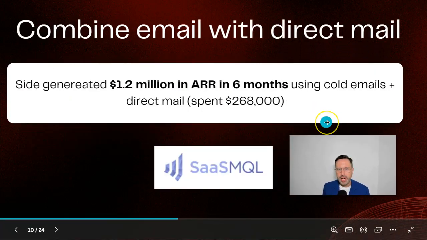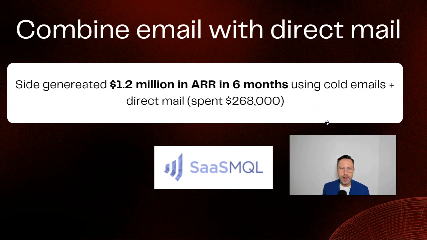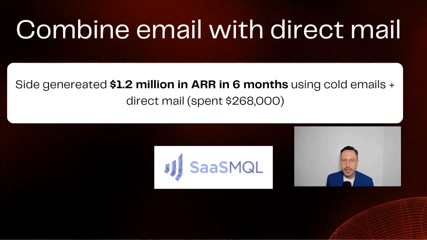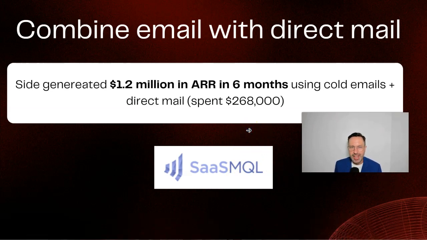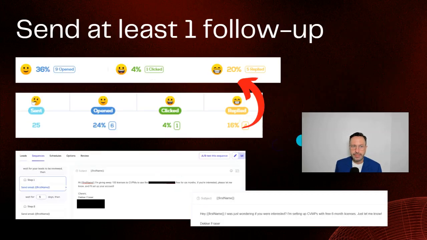Another cool trick is to combine cold email with direct mail. So there's this case of Psy that generated $1.2 million in annual recurring revenue in just 6 months using primarily cold emails and direct mail. So they were able to get $1.2 million in sales off just $268,000 in marketing spend. This case study is from SaaS MQL. Now, the key here is to make sure your direct mail gets noticed, and that means sending a large 3D box sandwiched in between the cold emails that you send.